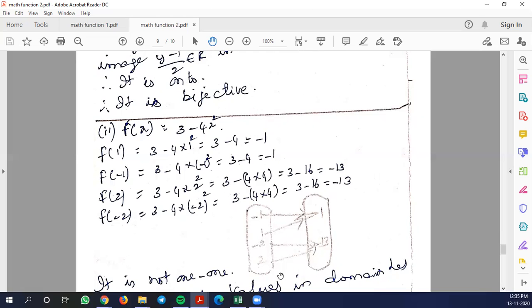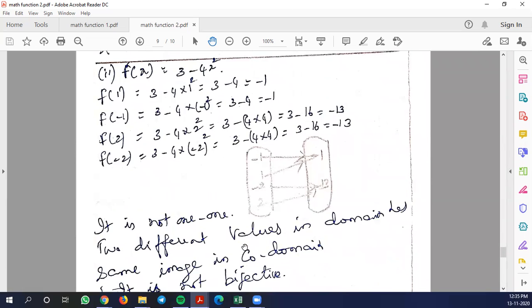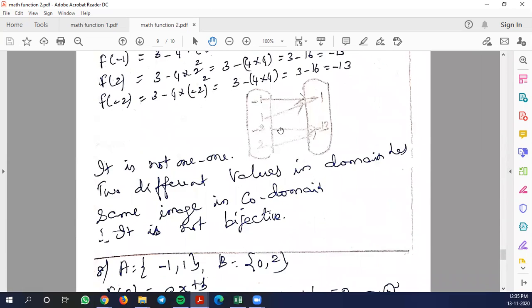Minus 1, minus 13. So it is not 1 to 1. Why is it not 1 to 1? Because two different values in the domain have the same image in the codomain. So here two different values, minus 1 and 1, have the same image in the codomain. So it is not 1 to 1. Therefore, it is not bijective also. If it is bijective, it means it is both 1 to 1 and onto. Here, first of all, it is not 1 to 1. So it is not bijective.